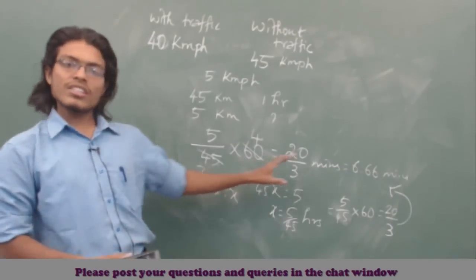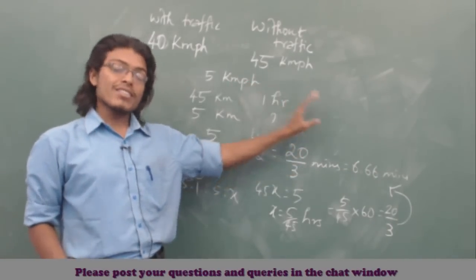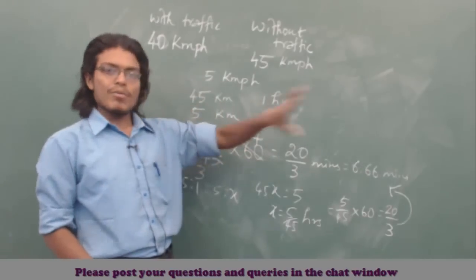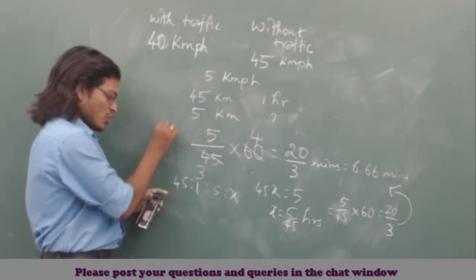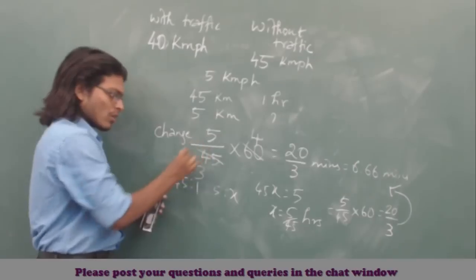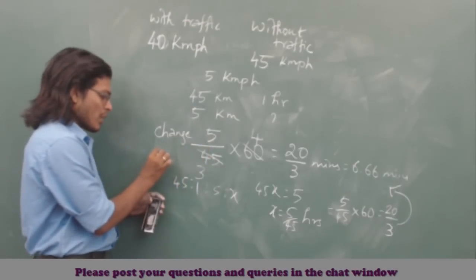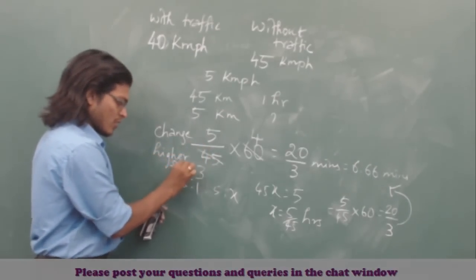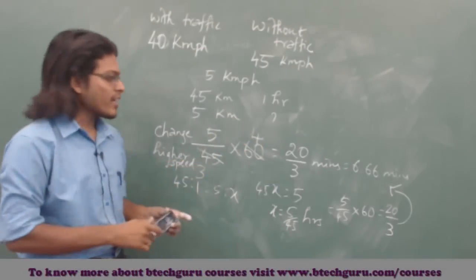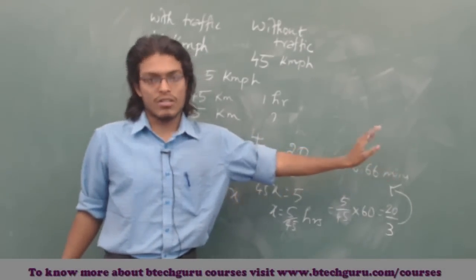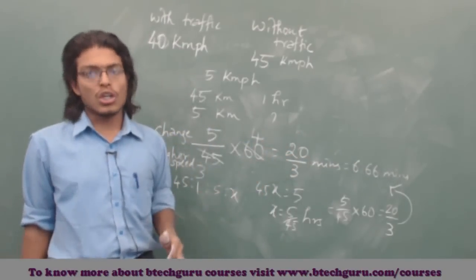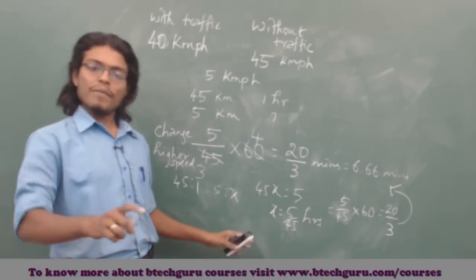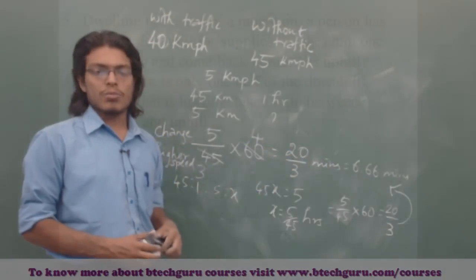Right. So is this clear? The question will be just 2 lines and gives us a shortcut: change in speed divided by usually the higher speed into 60. That will give us the final answer directly in minutes. Right. We can take this as a shortcut. So is this clear? Okay. We will look at the next problem.